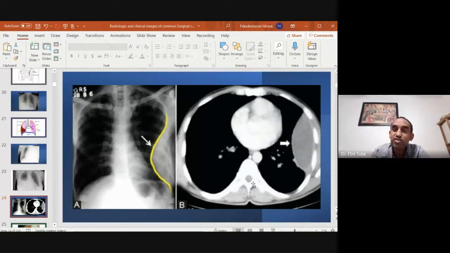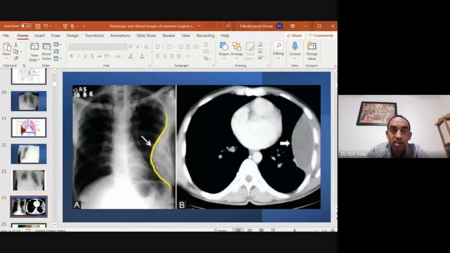Loculated, excellent. If it was not loculated, what did I say? This is a chest CT scan, right? No, this is a plain chest X-ray. So in the plain X-ray, you see something which looks like a pleural-based mass. So the differential diagnosis is a loculated hematoma, a loculated empyema, or a pleural-based mass.